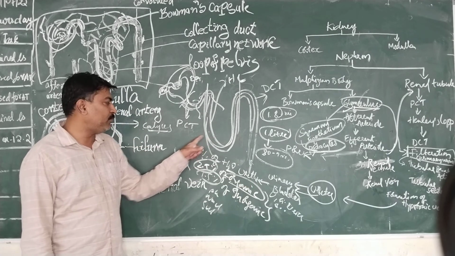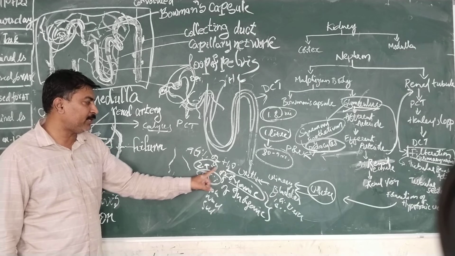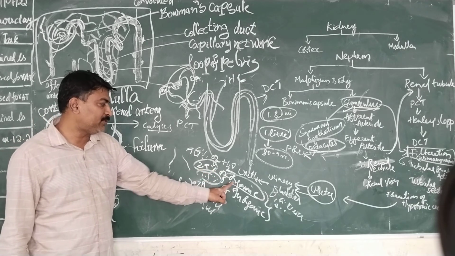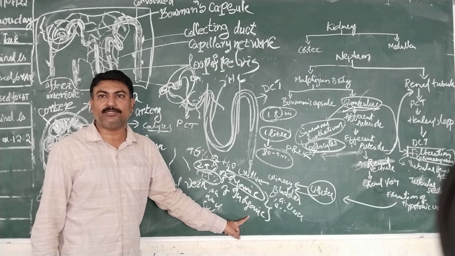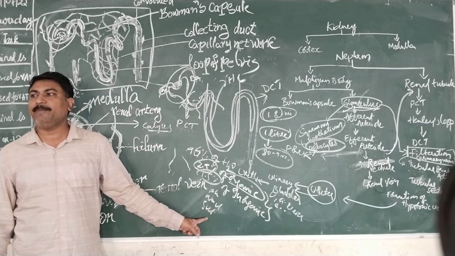So the concentration of urine will be this much: 96% water, 2.5% organic salts, and 1.5% inorganic salts. This is the concentration of urine that will be passed out.